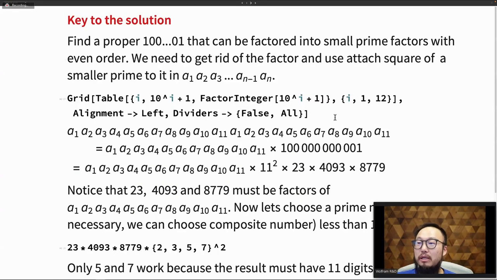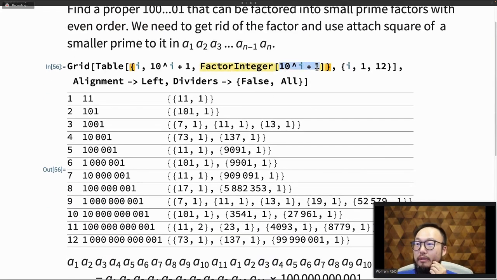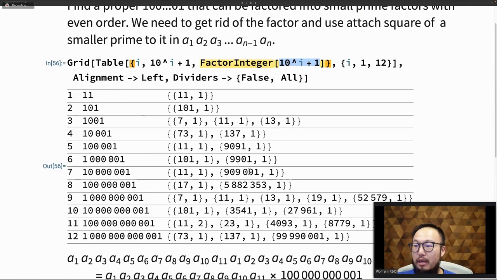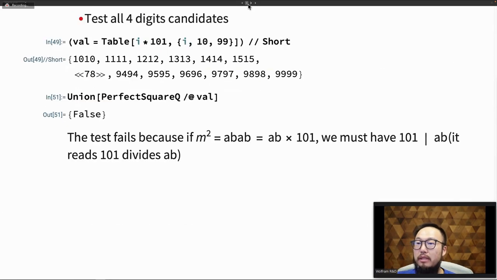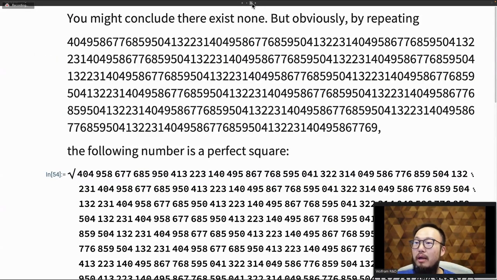So we will need some smarter way to do that, which is to factor this number. The key is, if you have this number with four digits, it's AB times 101. So you must have 101 as a factor of AB, which is not possible here, because you want this number to be a perfect square. 101 is a prime number. You need 101 in AB for it to work, okay?